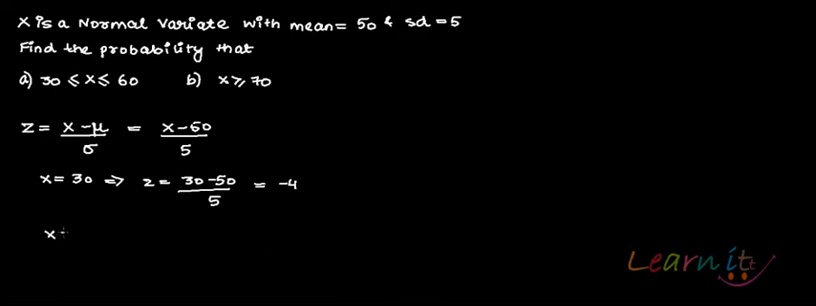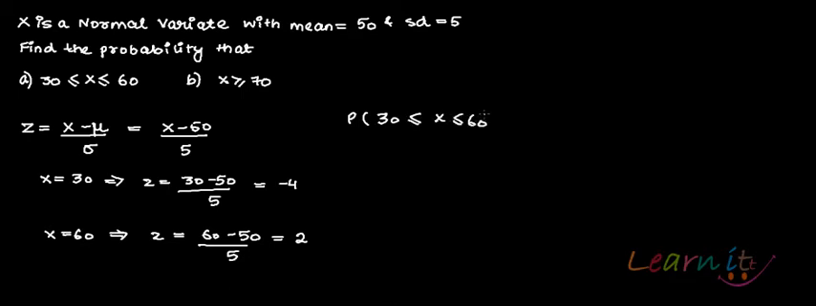And when x is equal to 60, the value for z would be 60 minus 50 upon 5, which is 10 upon 5, that is 2. So what do we have to find out? We have to find out the probability that x lies between 30 and 60. In terms of a standard normal variate, we have to find out that z lies between minus 4 and 2.